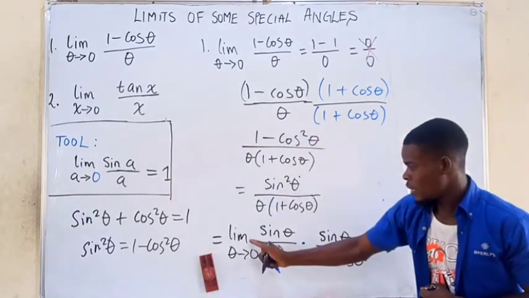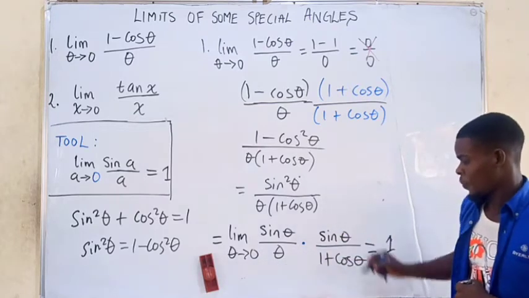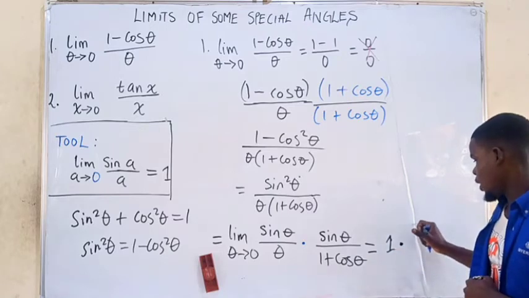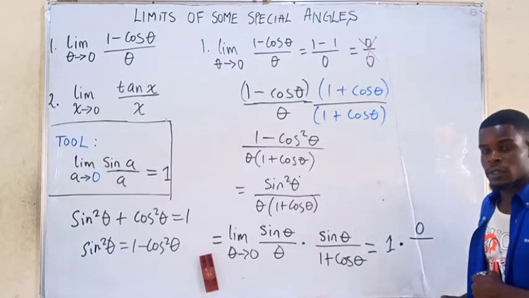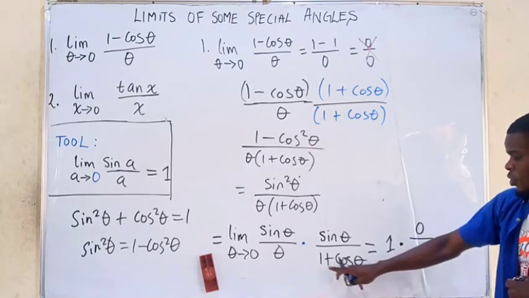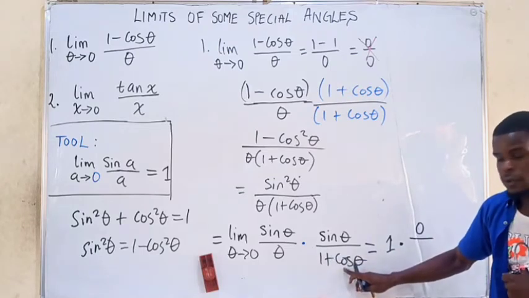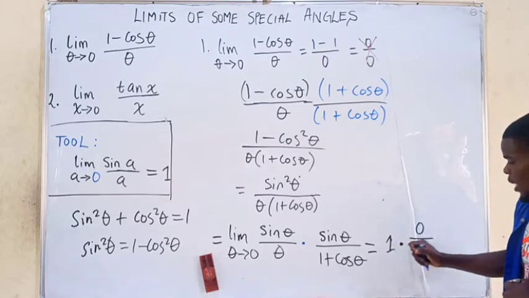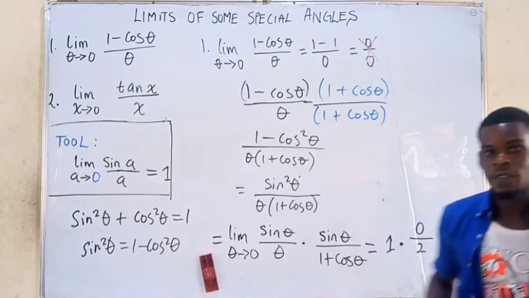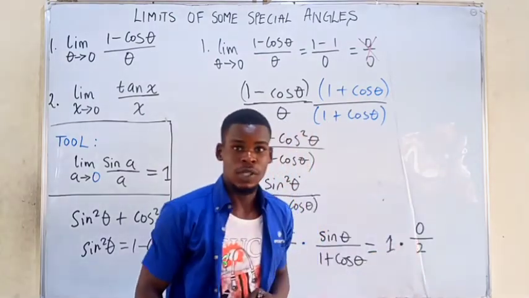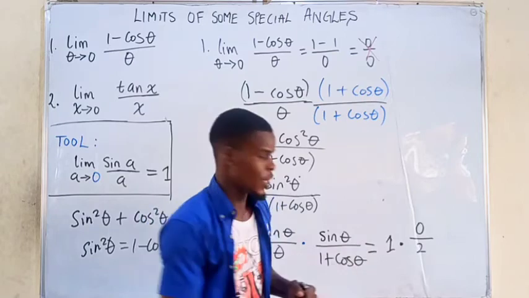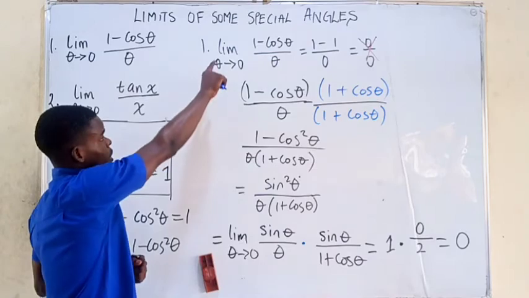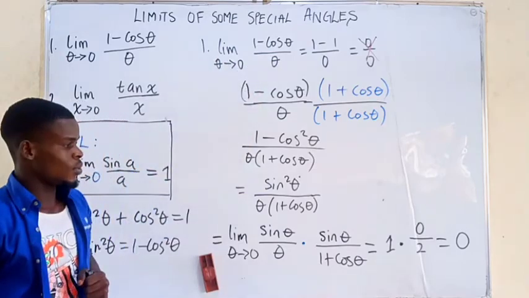Then we take the limit as theta tends to 0 of the other fraction. Sine theta, as theta tends to 0, gives 0. In the denominator, as theta tends to 0, we have 1 plus cosine 0, which is 1 plus 1, so 2 in the denominator. So we have 0 over 2, which is 0. So 1 times 0, the result of that limit is just 0. That means the limit of this function as theta tends to 0 is equal to 0.